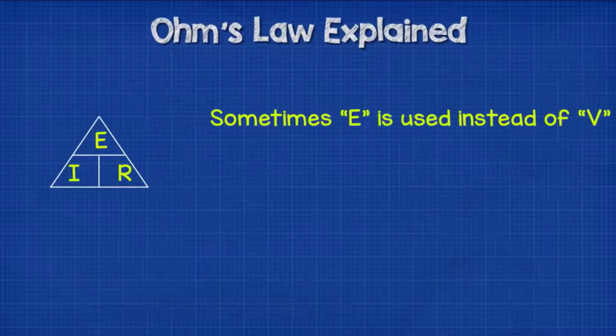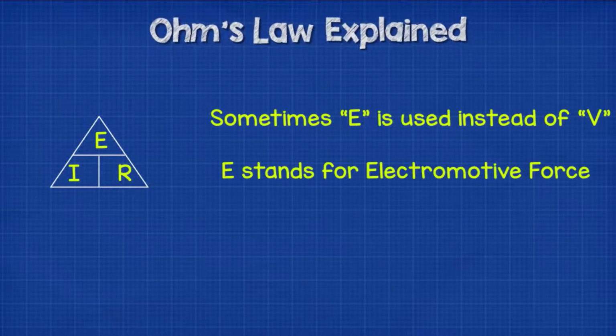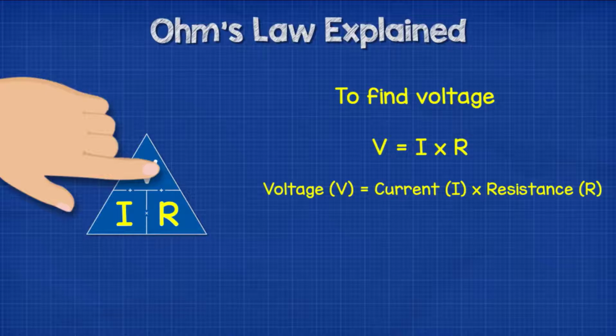Now you might also come across formulas where the letter E is used instead of V. The letter E stands for EMF, or electromotive force, but don't worry about that. Just stick to using V and substitute V for E if you see it used in Ohm's law questions. Anyway, by covering V, we get voltage equals current multiplied by resistance.